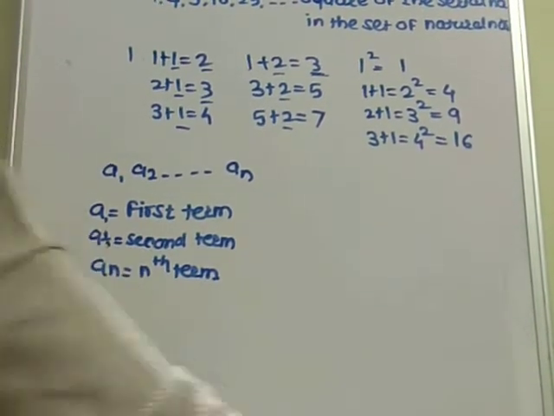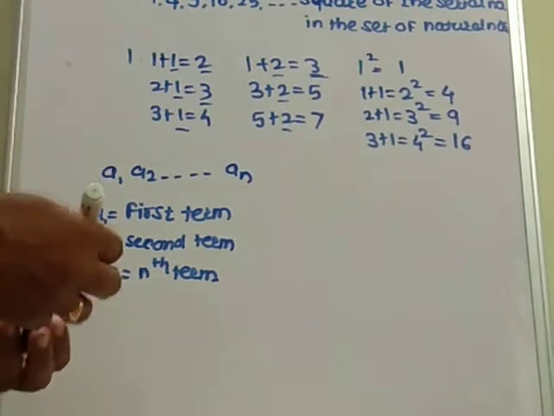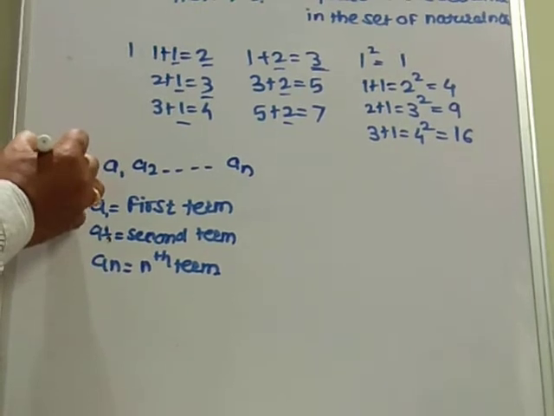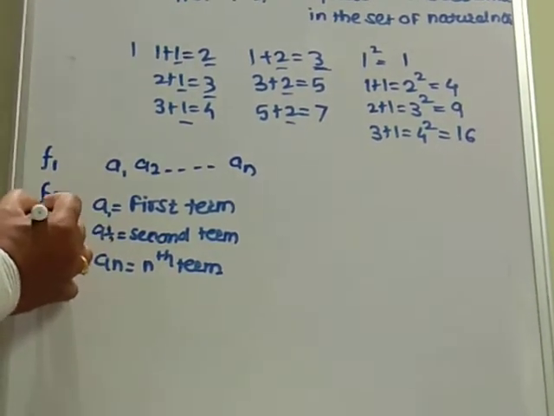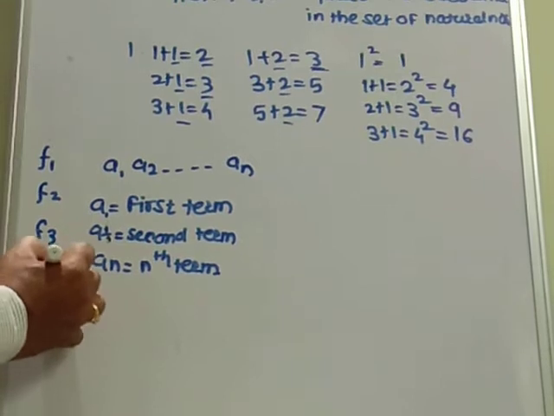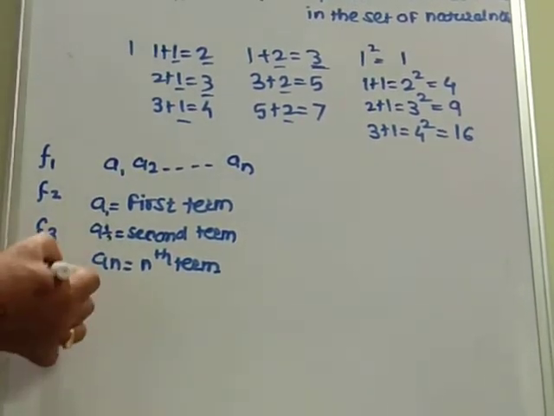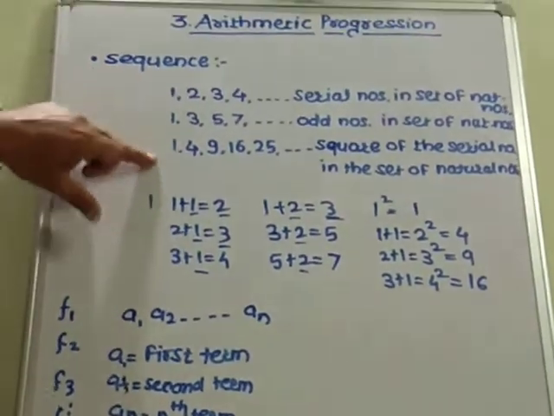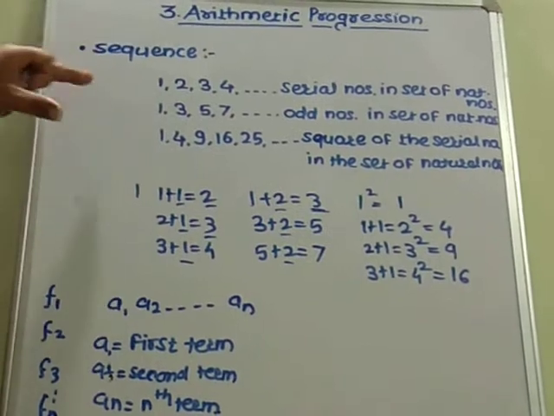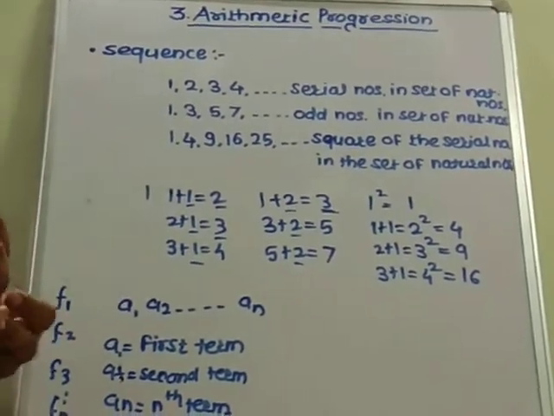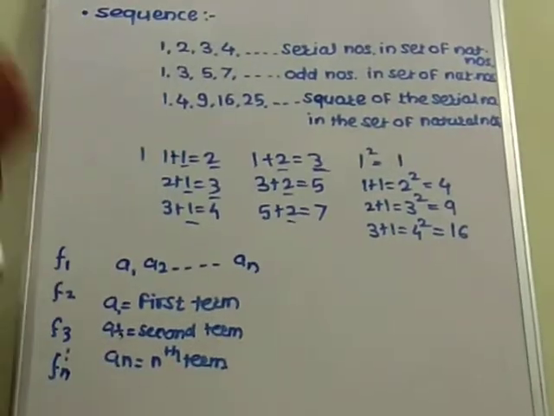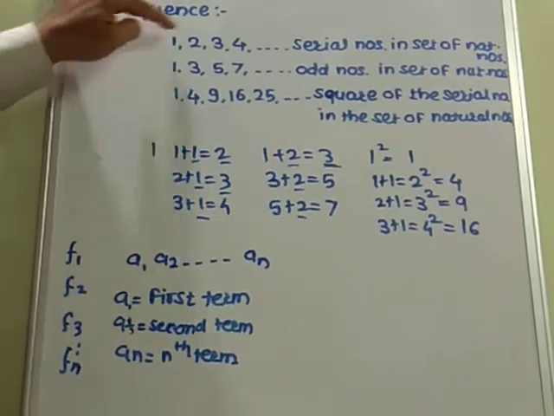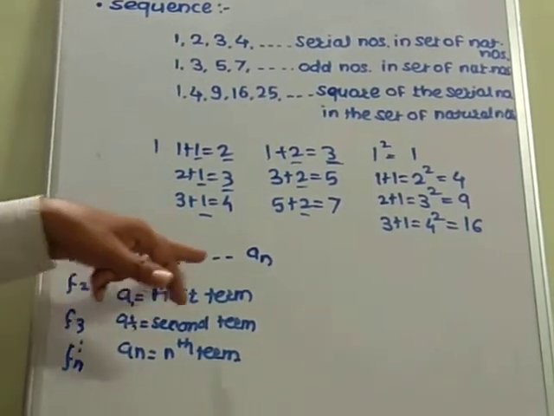You get the information, and a sequence of numbers is denoted by F1, F2 up to Fn. That means what is the sequence, and what are the elements in this sequence. In three examples we saw the arrangement of numbers in a definite order according to a definite rule, which is called the sequence. In the sequence the elements are denoted by A1, A2 up to An.